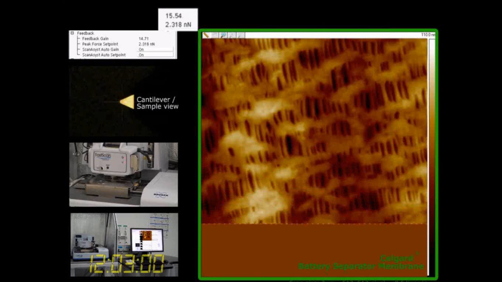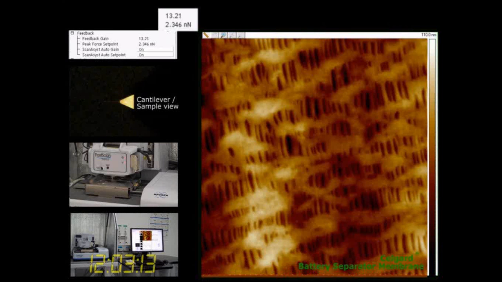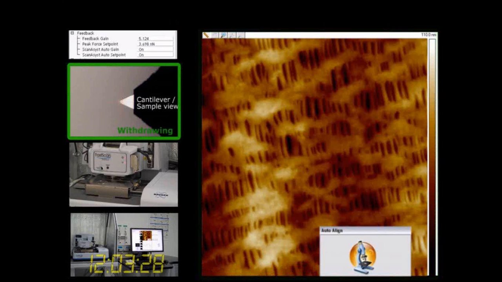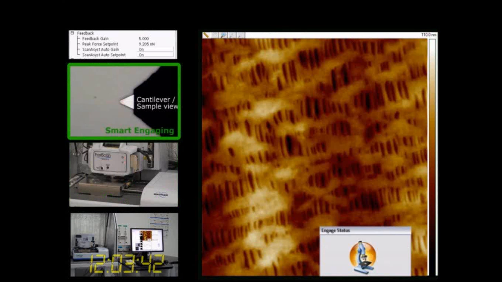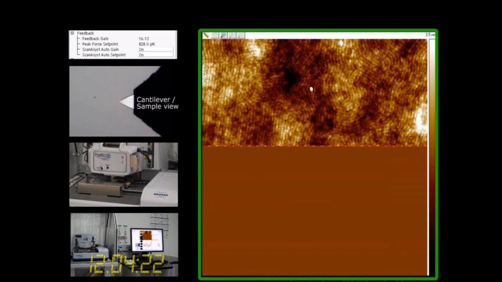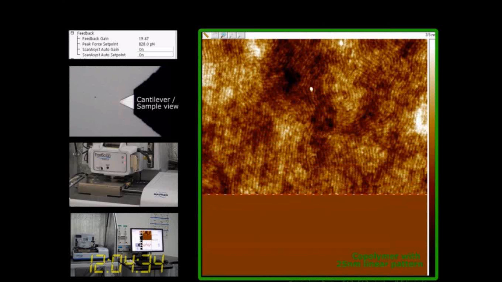Selgard sample almost done. System is withdrawing again and moving to the next location. And now the smart engage happens, which measures the air dampening between the cantilever and the sample. So the system can come close to the sample very quickly in a matter of seconds before doing the final approach with nanometer precision. And this really enables the throughput just as much as the fast imaging.